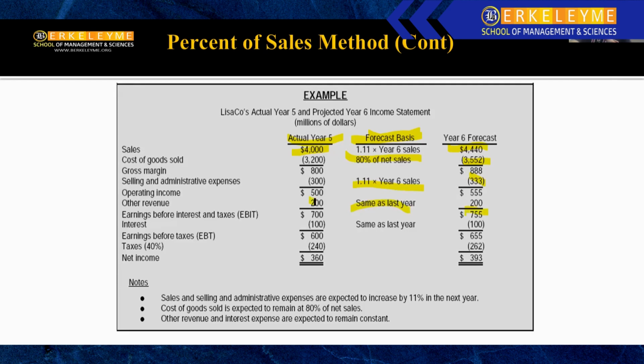You can see here 200, 200. This is 100 and 100. So you can see that income has increased from last year. And he made the analysis: sales and selling are expected to increase by 11%. Cost of goods sold is 80. So here we took the 80, here we took the sales, and other revenue and interest cost are remaining the same.